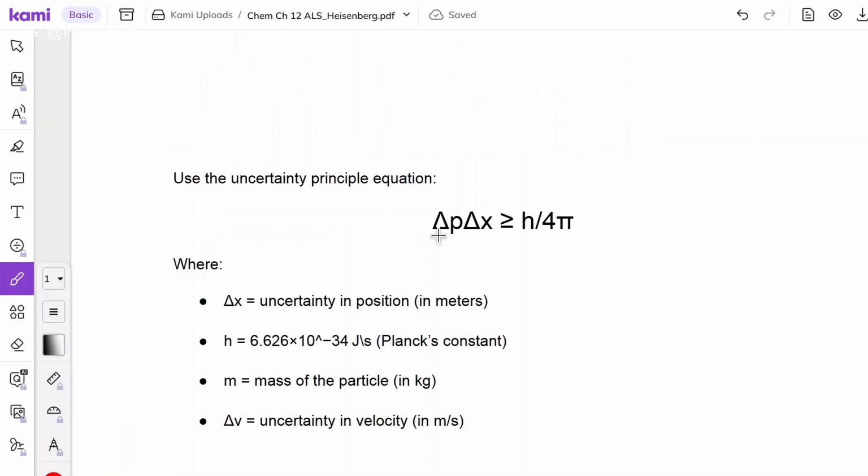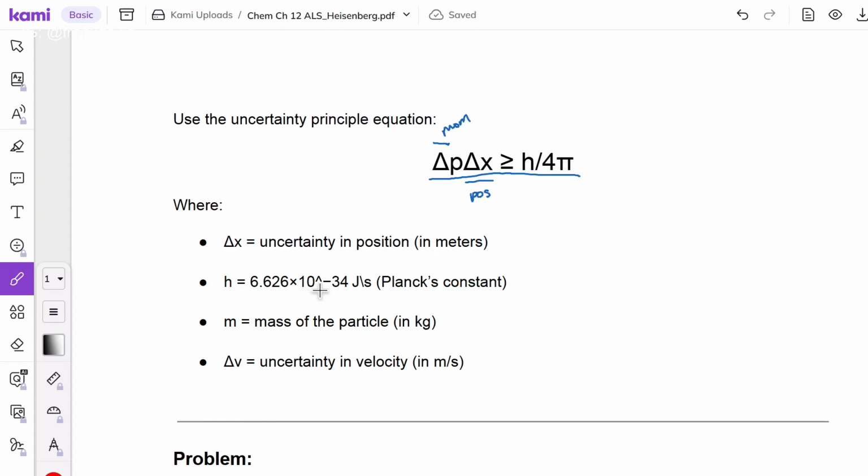As you can see right here, this is still the same formula where delta P is the uncertainty in momentum and delta X is the uncertainty in position. It gives h, Planck's constant. Another thing you probably have to do with this equation that is not mentioned here is to find delta P, the uncertainty in momentum. Remember that momentum itself is equal to the mass times the velocity. So the uncertainty in the momentum is going to be equal to the mass times the uncertainty in velocity, which you get here.